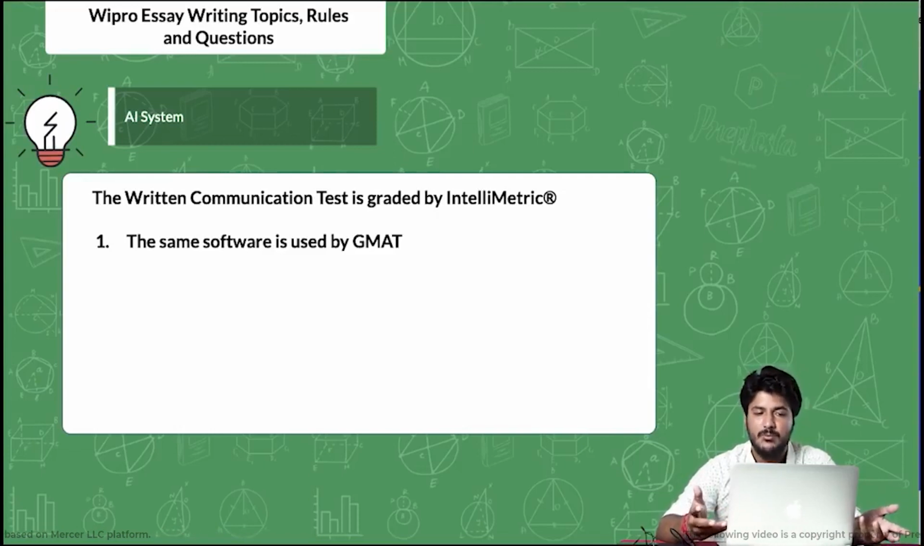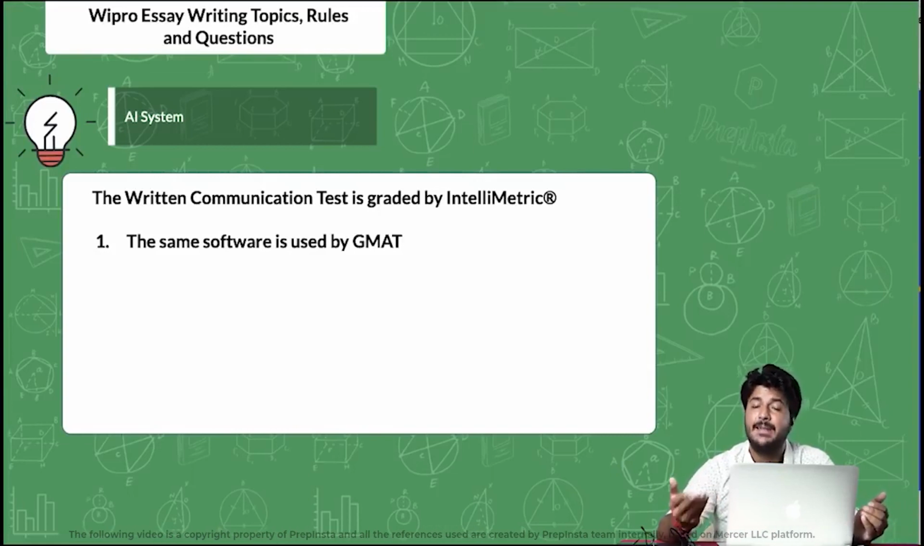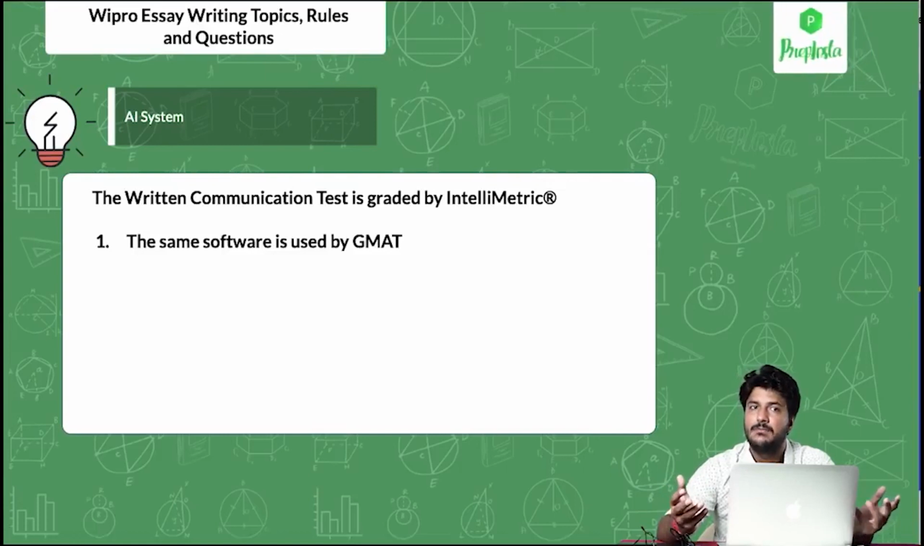So what they do is the written communication test is graded by IntelliMetric software, the same software that is also used by GMAT. We are going to tell you how IntelliMetric generally rates or gives marks based upon essay writing. IntelliMetric is a very, very sophisticated software. According to the research they've done, if a human is judging an essay, he is only able to encounter 4 to 5 parameters out of 10 on spelling mistakes, errors in grammar, etc. However, IntelliMetric covers 9 out of 10, so it is 2x better than how a human would judge.